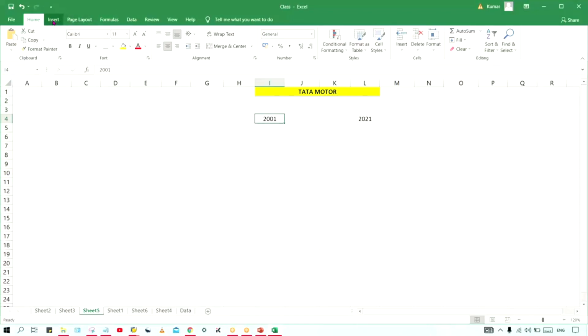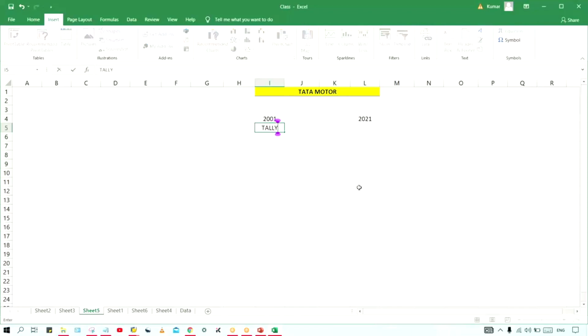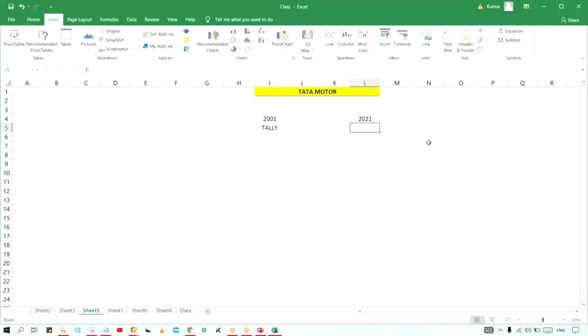Now here, what I said, let's suppose Tata Motor started its business in 2001, right? In 2001 they are using Tally, and now in 2021 they have decided to go for SAP, right? There is multiple data in Tally, and let's suppose if you talk about the reports, there are several reports where certain comparison is required, right?